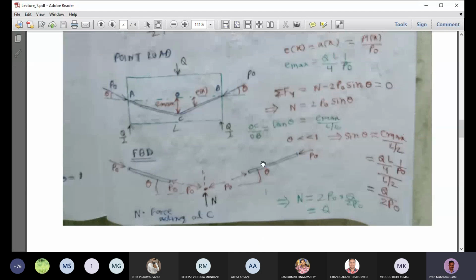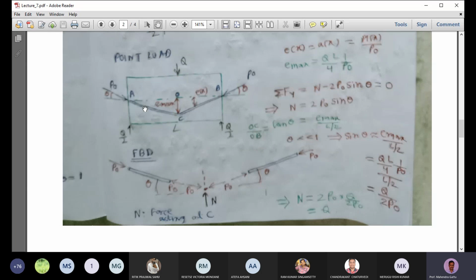With this information, we can do the force equilibrium in the vertical direction at joint C. Sigma Fy is N minus P naught sine theta minus P naught sine theta. So N minus 2 P naught sine theta is equal to 0, and we get N is equal to 2 P naught sine theta.